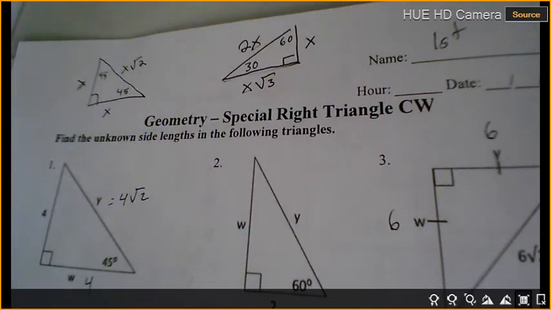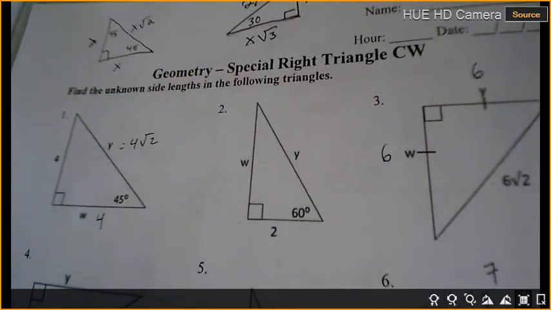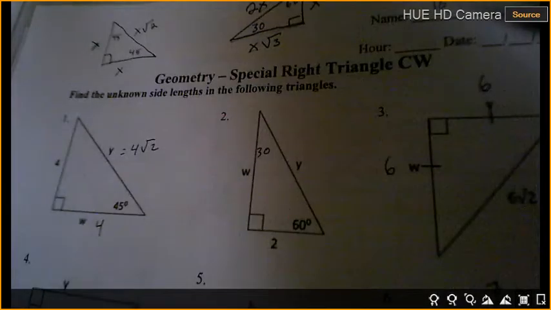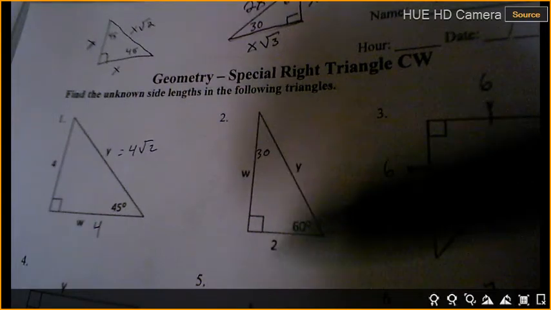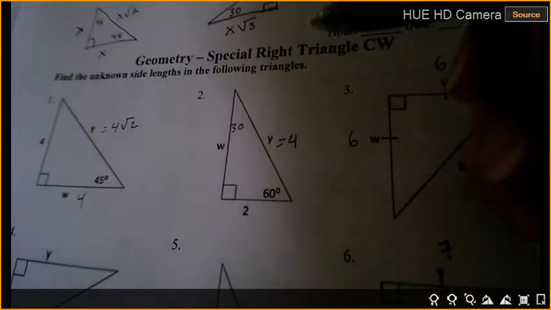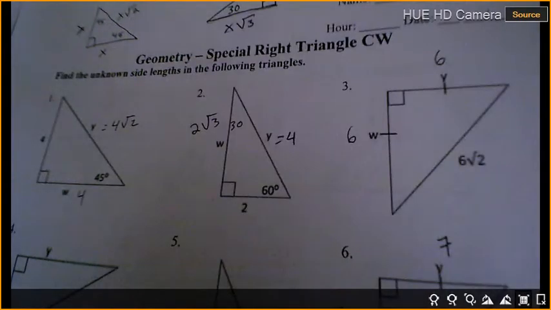Okay, so now I'm looking right here, and we're going to start with number 2. If this is 90 and this is 60, this must be 30, correct? Yeah. Okay, because all triangles' interior angles add up to 180, right? So it'd have to be. It does say 30. Across from 30 is 2, so that means y is the hypotenuse, so y would be 4. Good. So w would be 2 square root 3. Perfect.